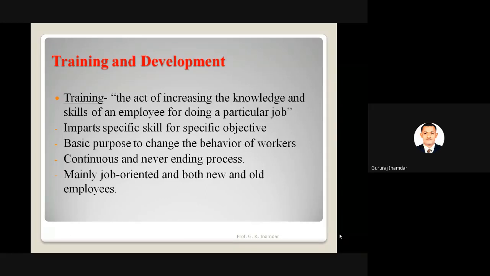Okay, so whenever you get different or new things, there is no age matter. There is no age limit for training or whatever the experience. So as per knowledge you have to take a training, or you have to take the positive points from others. So training is a never ending process, a continuous process, mainly job oriented, and for both new and old employees. That is also very important.